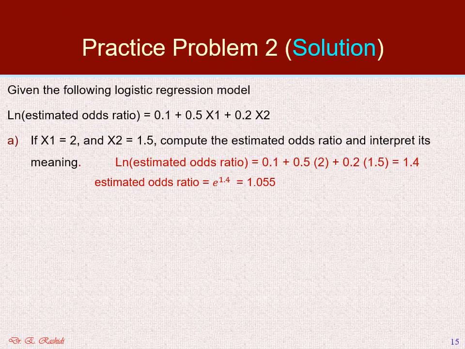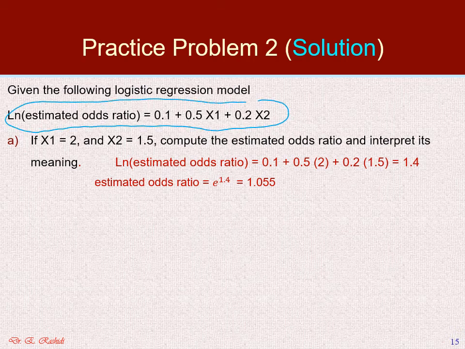Let's now see the solution. We have this formula here, the logistic regression formula. The natural logarithm of the estimated odds ratio of the event of interest happening is equal to 0.1 plus 0.5 x1 plus 0.2 x2. If x1 is equal to 2 and x2 is equal to 1.5, compute the estimated odds ratio, which is what we are looking for, and interpret its meaning.